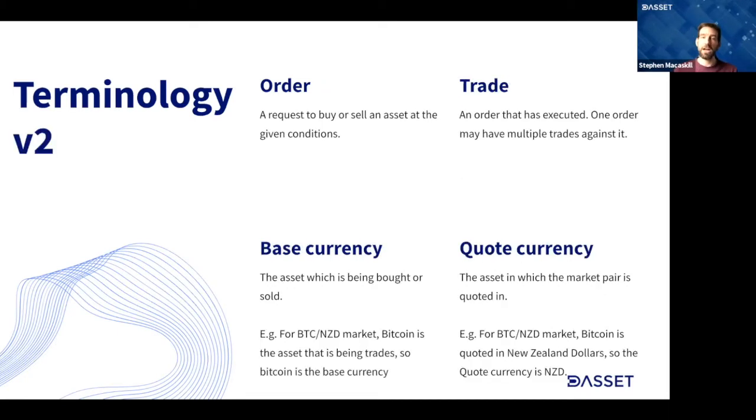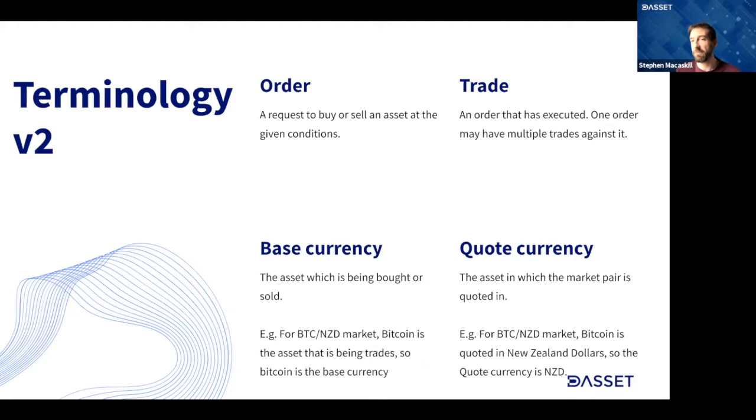Terminology continued: we have an order and a trade, and there is a difference. An order can be submitted and canceled without there ever being an execution, the completion or fulfillment of that order. A trade is an order that is filled or executed. You can have an order that has many trades against it.